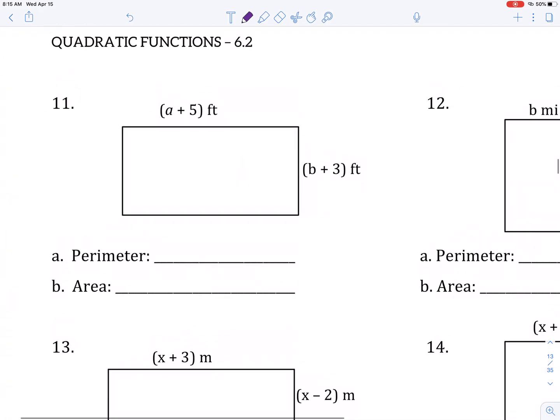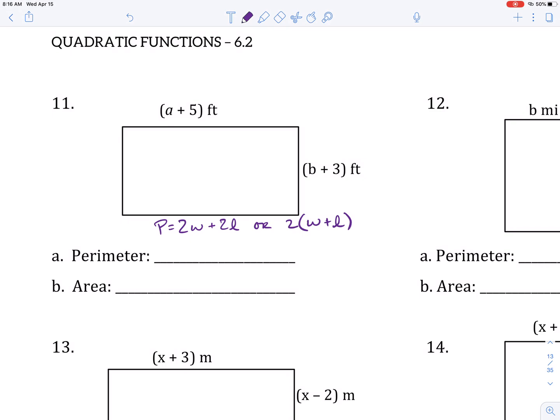And for this one, let's just take the perimeter. Of course, the regular perimeter formula is just going to be twice the width plus twice the length, or twice the width plus the length, whichever one you decide to use. But you could also just add them all up. I mean, that's also something you can do.